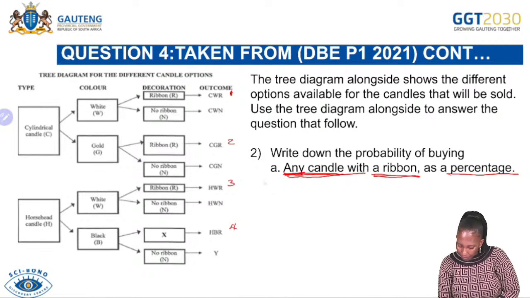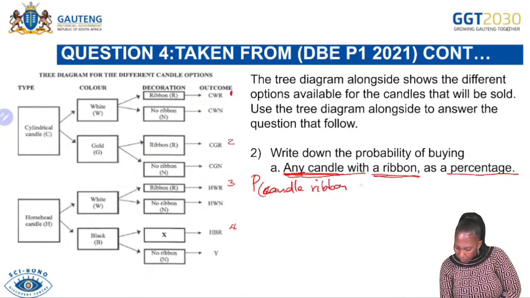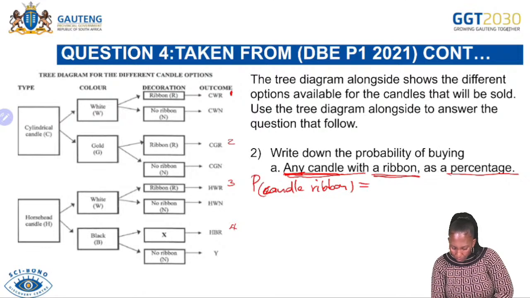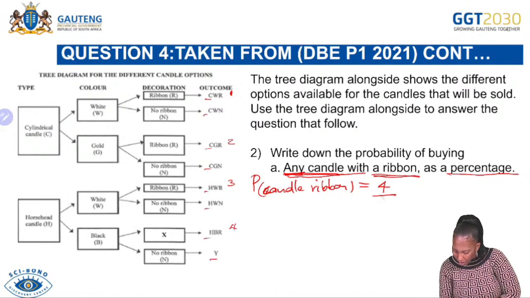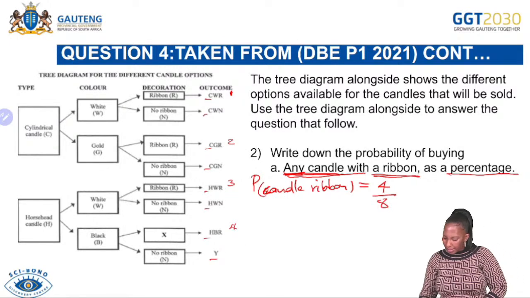So now the question says, write down the probability of buying any candle with a ribbon. So it will be P(candle, ribbon), which will be 1, 2, 3, 4. So it will be 4 out of how many possible outcomes? Let's see, it will be 1, 2, 3, 4, 5, 6, 7, 8. So that means it is 4 over 8.